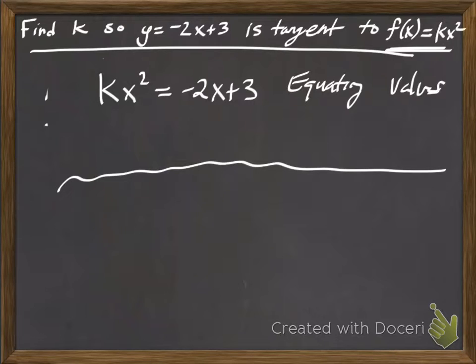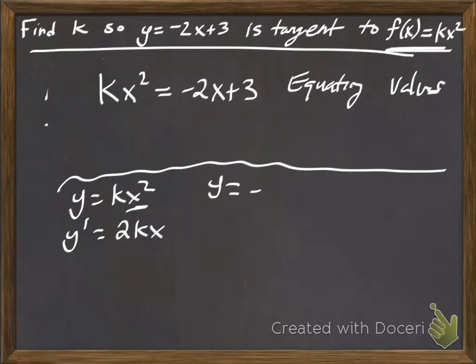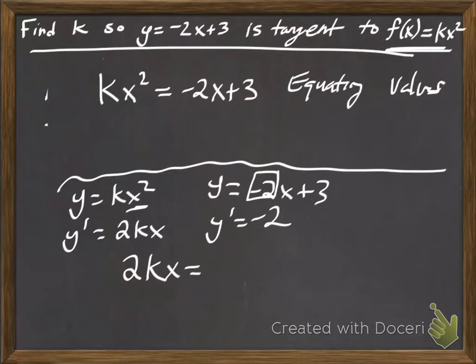The derivative of the original function, y equals kx squared, is fairly straightforward. K is a constant here, so it's just a constant multiple, so the derivative will be 2k times x. That's the derivative of the curve. The line that needs to be tangent to it is y equals negative 2x plus 3. Its derivative is just the slope of the line, derivative and slope being the same, so that would just be negative 2. So these two things also need to equal each other in order for them not just to cross, but to cross in a tangent way.